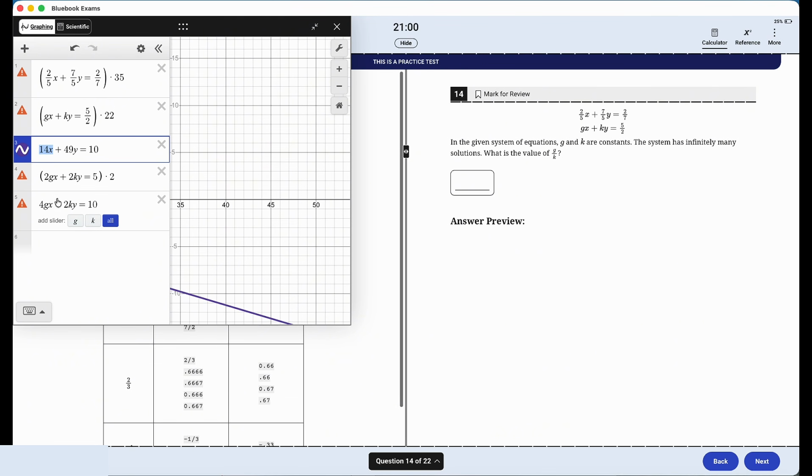So what does that tell me? It tells me 14x has to equal 4gx. So in other words, 4g equals 14. And over here, 49y equals, this should be 4ky. So 49y equals 4ky. So it's 4k equals 49, right?